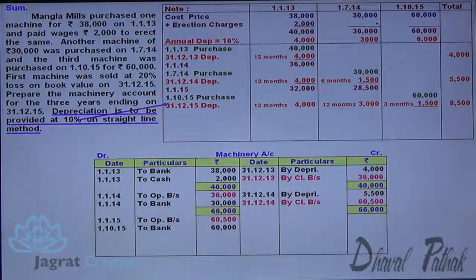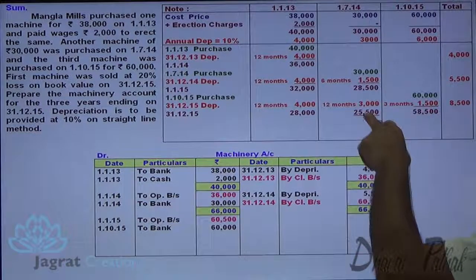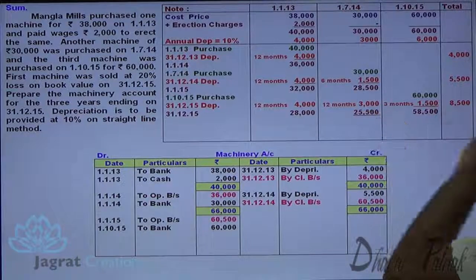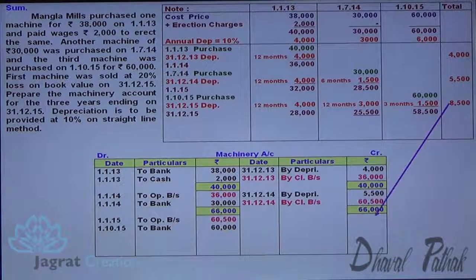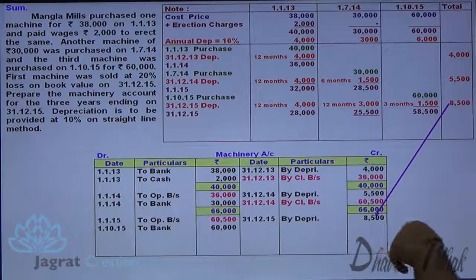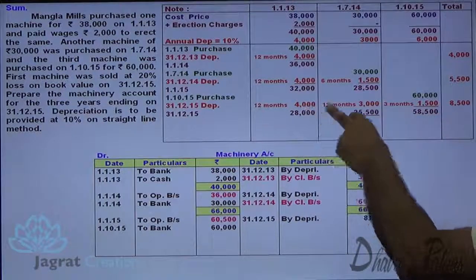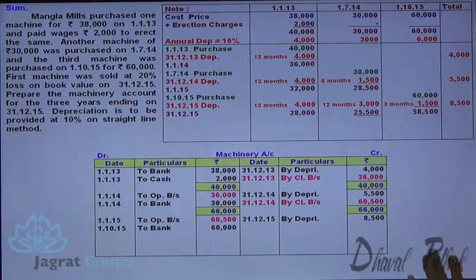Total depreciation 8,500. Now after writing off this depreciation, you can find out the book value. 28,500 minus 3,000, this is the book value. Now I'm supposed to write down the entry for depreciation. Depreciation account debit to machinery account credit. So machinery account is credited with this depreciation 8,500. That is the total of this 4,000 plus 3,000 plus 1,500.